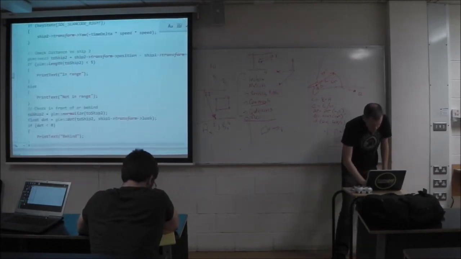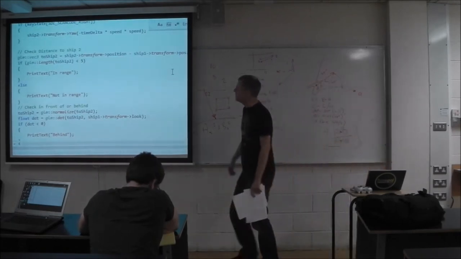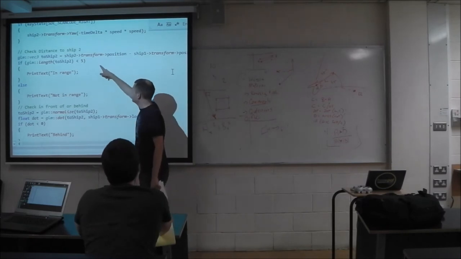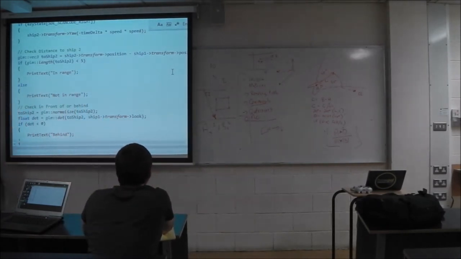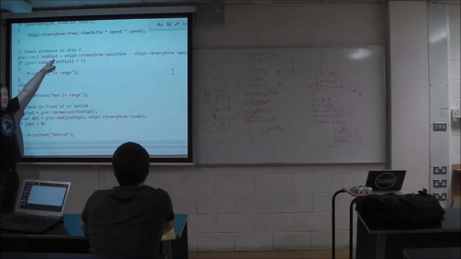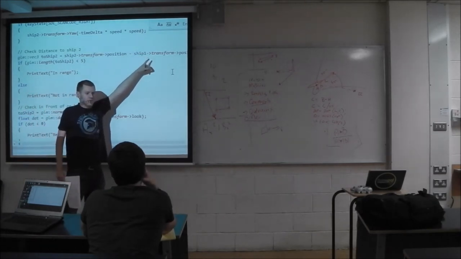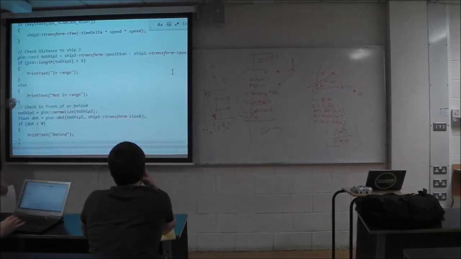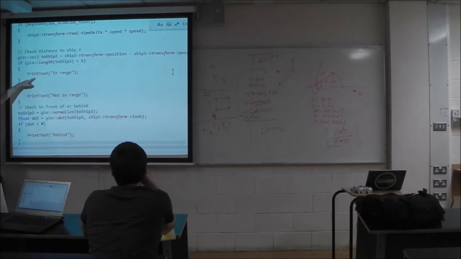So here's the first thing, in range or not in range. I have these two guides, ship 1 and ship 2. There's a transform object which contains all the information about its position and its look vector. First of all, I make the 2 ship 2 vector, which is like my C vector, and this is basically equal to this ship's position minus that ship's position. Next I check the length of that vector to see if it's less than 5. That was the distance I need to check. If it's less than 5, it means I'm in range, otherwise not in range.